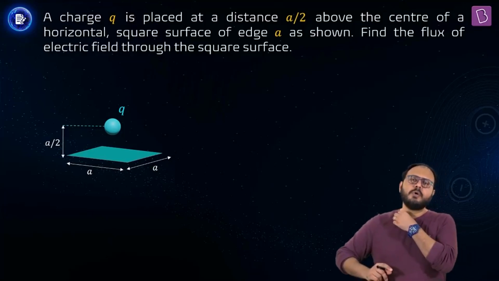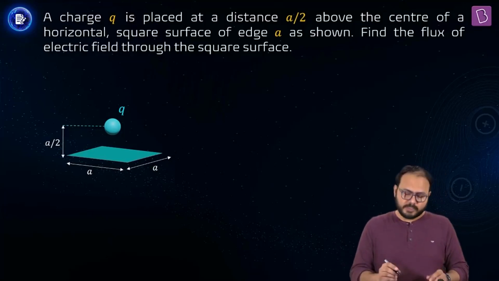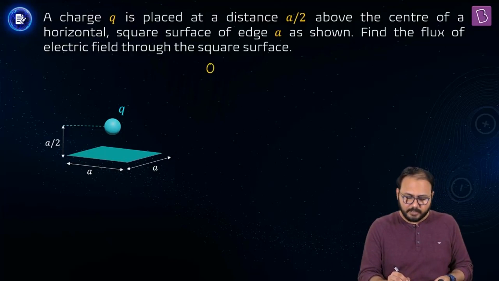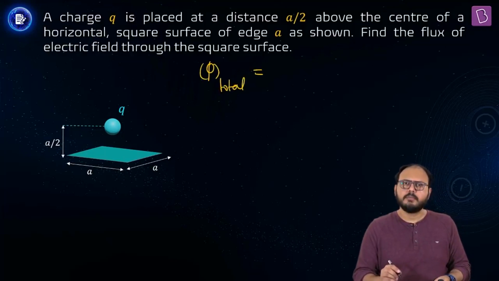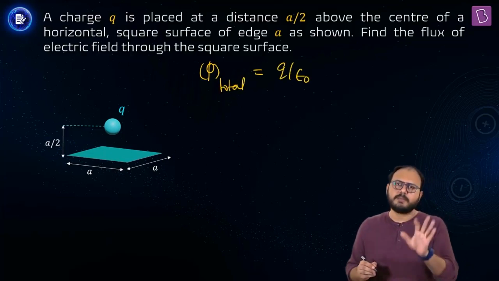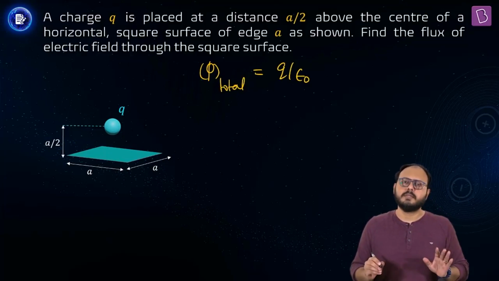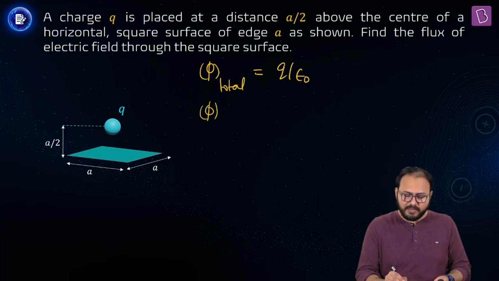If I ask you, what is the total flux produced here? If I ask you, what is phi total? Phi total produced by this charge will be Q by epsilon naught. No doubt about that. And what will be the phi through this square plate?